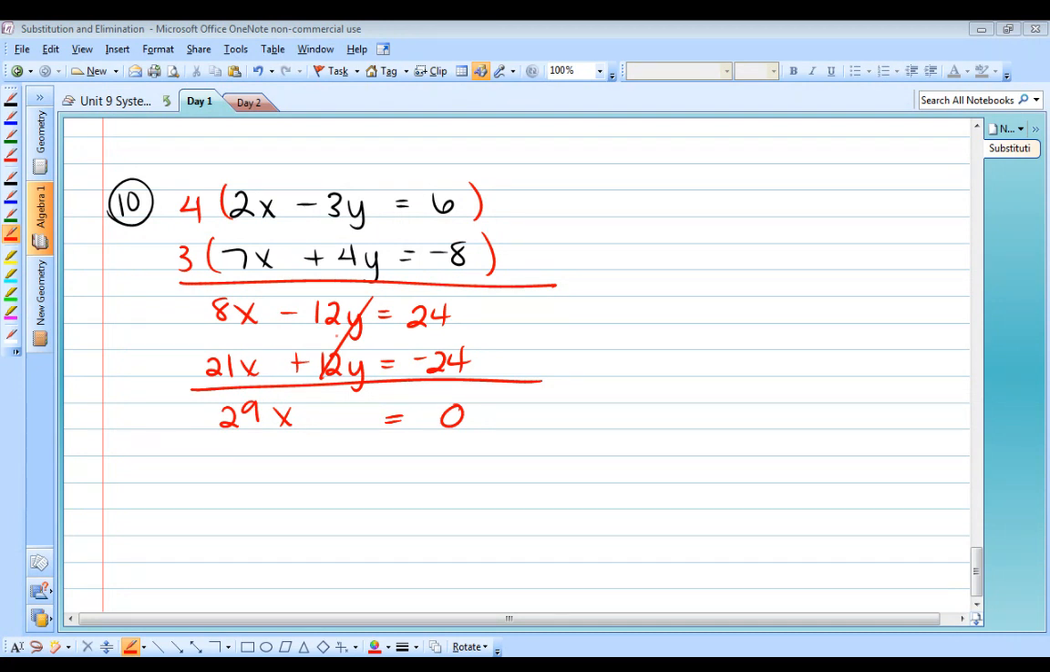Don't freak out. It's just a number. What's 0 divided by anything? Okay, x is 0. Whoop, whoop.